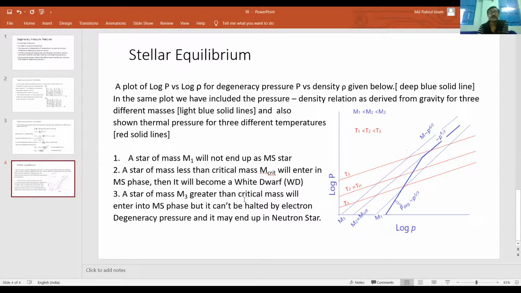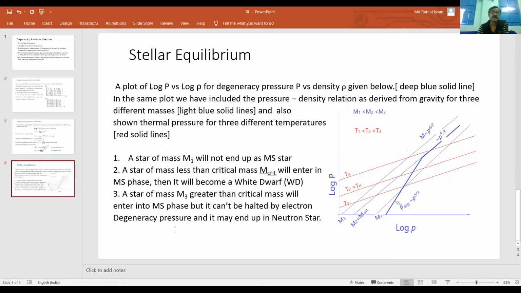From the figure, it is seen that a star of mass m1 will not end up as a main sequence star because it is not reaching the T2 temperature, which is the hydrogen burning temperature. However, a star of mass less than the critical mass will enter into the main sequence phase. It will remain there, and eventually it will be wiped off, held together by the degeneracy pressure.